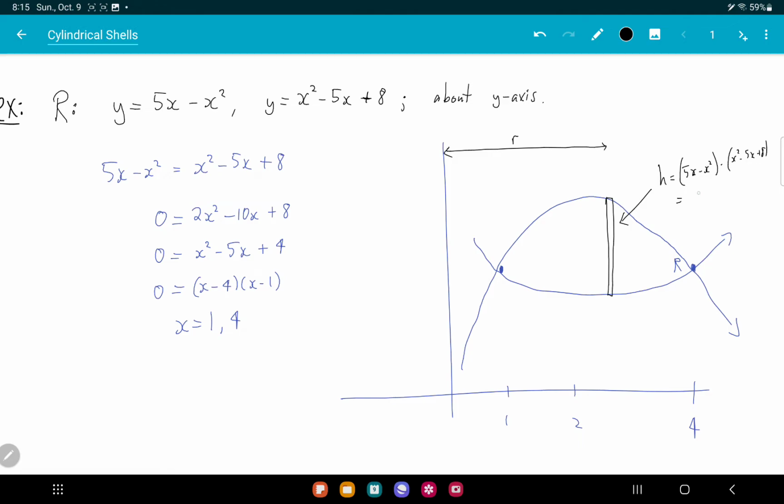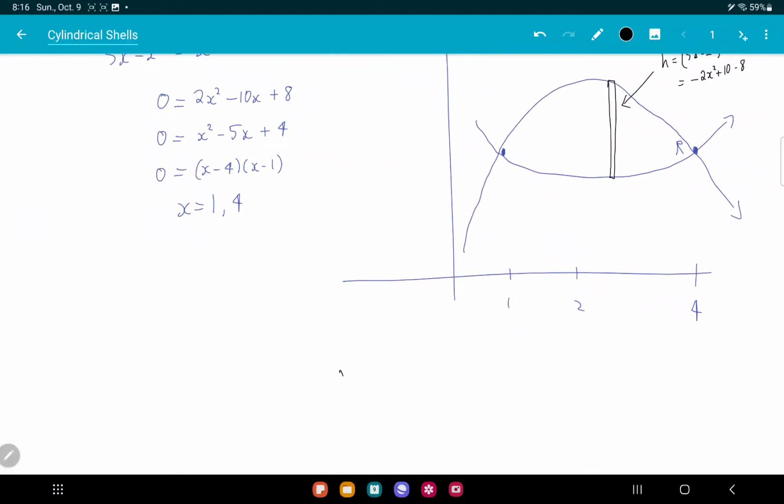So what do you get there? Minus 2x squared plus 10x minus 8. Now, as before, we'll be doing this volume integral. And the general pattern here is, well, okay, I'm going from 1 to 4, that's no surprise. I'm going to have 2 pi r, and then you have your height of your rectangle.